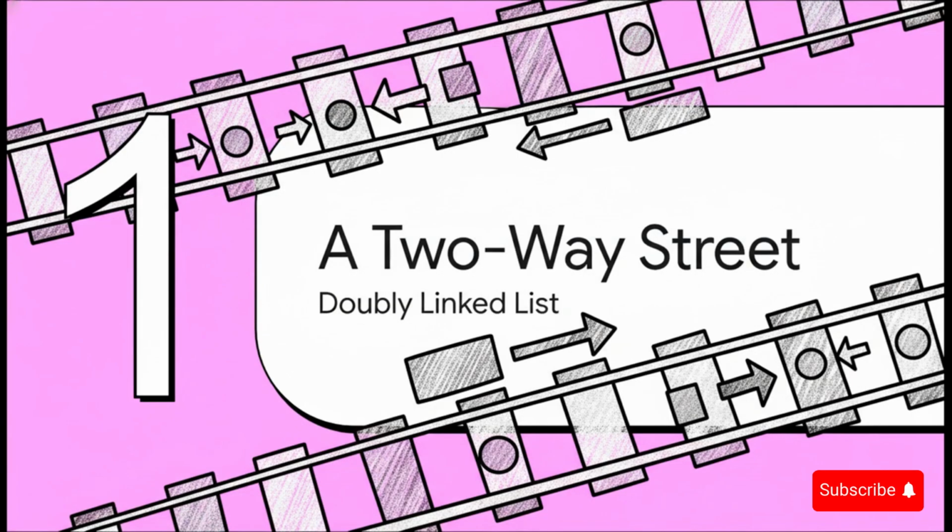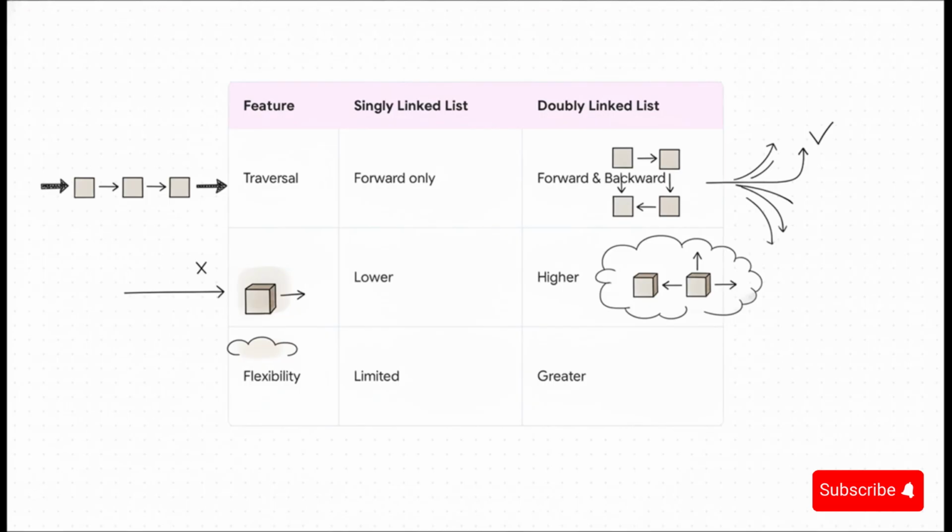And that, my friends, is where the hero of our story comes in, the doubly linked list. This is the awesome solution to that whole one-way street problem. It basically turns our single-track railway into a superhighway where data can zoom in both directions. So let's put them side by side. Your singly linked list, forward only. The doubly linked list, it goes forward and backward.